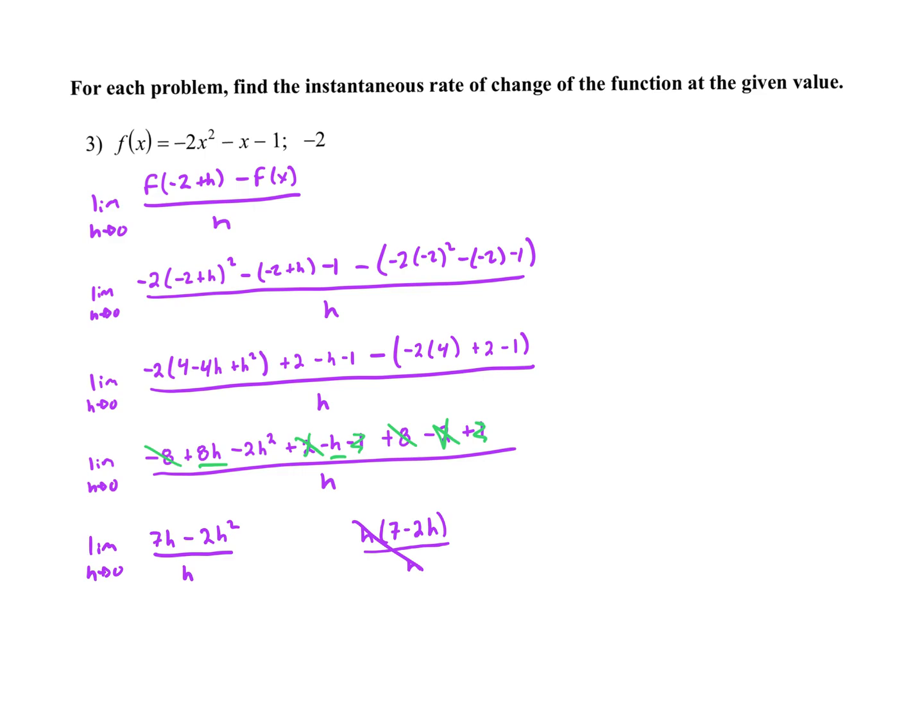Those h's would reduce, and I'd be looking for the limit as h approaches 0 of 7 minus 2h. And as h goes to 0, this term right here would go to 0, so just be 7 minus 0. So that means this is just equal to 7.